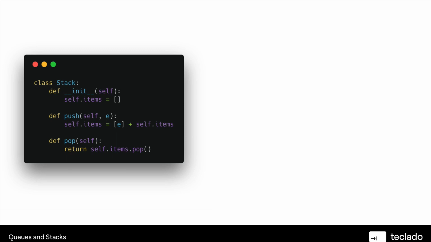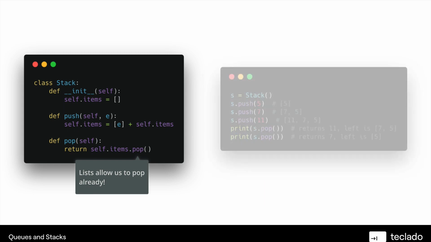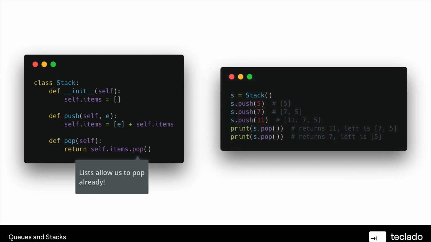You're going to end up essentially adding an element at the start, and pop is just going to do self.items.pop. And as you can see, lists allow us to pop, and that just removes the last element from the list and gives it back to you. So the stack pop and the list pop really do the same thing. And again, now you can push, but notice how when you push 5, you get a list of only 5, and when you push 7, the 7 goes in front. And then you push 11, the 11 goes in front, and as you pop, you start removing from the front as well. So you're adding and removing from the same place.